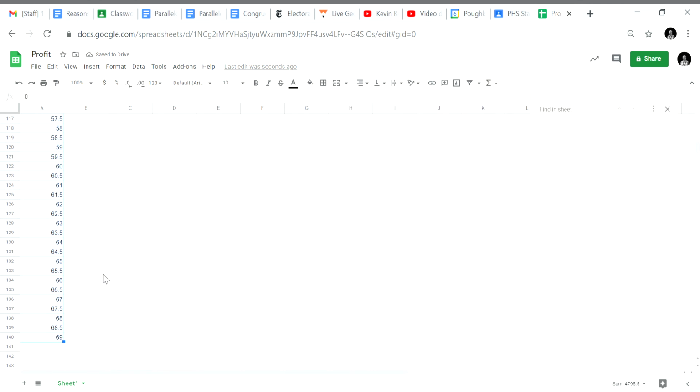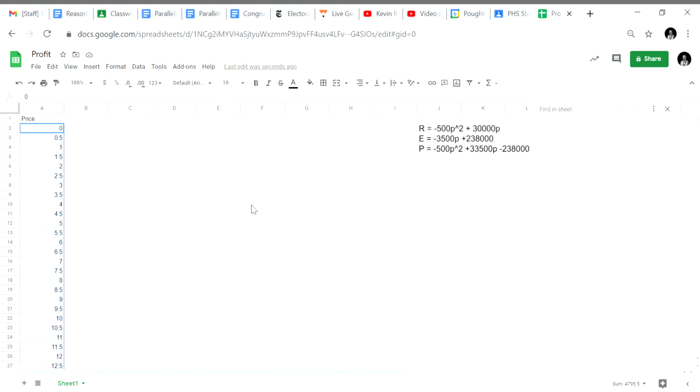All right, that is going to be money. So I'm going to take that column which is highlighted and press the currency symbol, and it converts it all to money. Very nice. Now the next column, let's do revenue. And I'm going to use this equation right here.